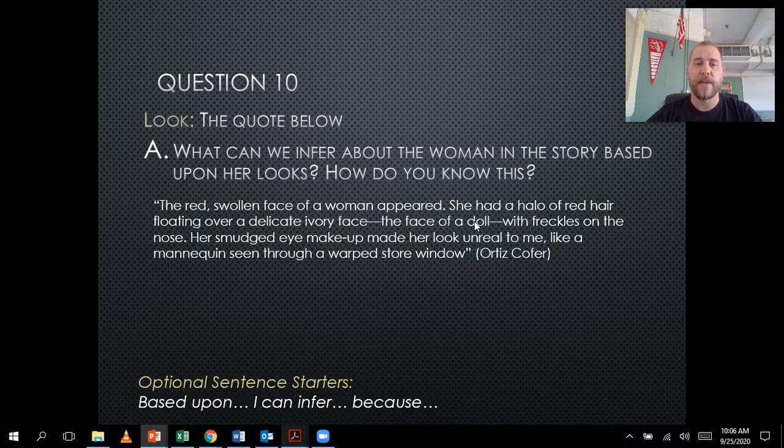Her smudged eye makeup made her look unreal to me, like a mannequin seen through a warped store window. And so we're also getting the idea, based on this character's looks, that there's something slightly off about this character. She's somehow warped, right, or unreal. So this character is going to be somehow weird in a way, right? Delicate, sensitive, but also unreal.